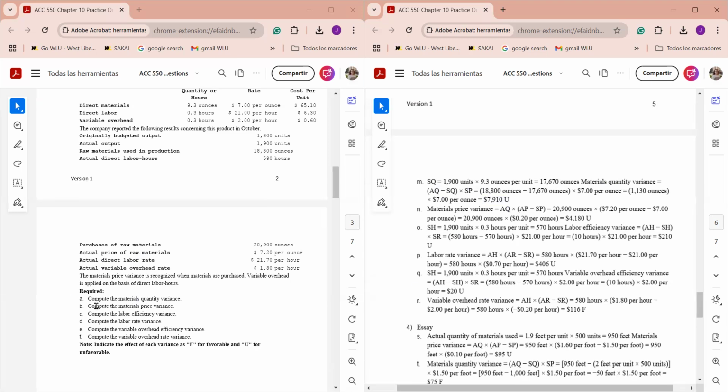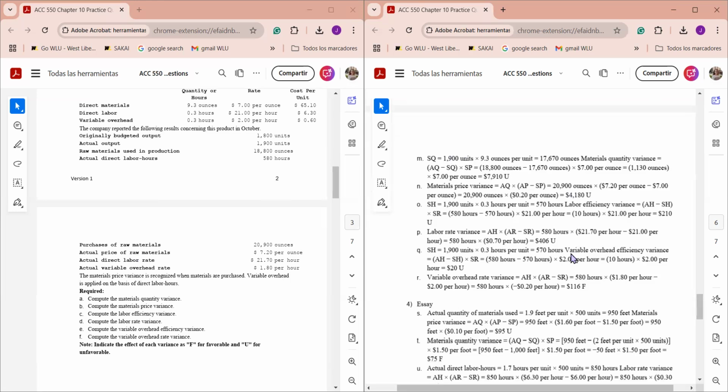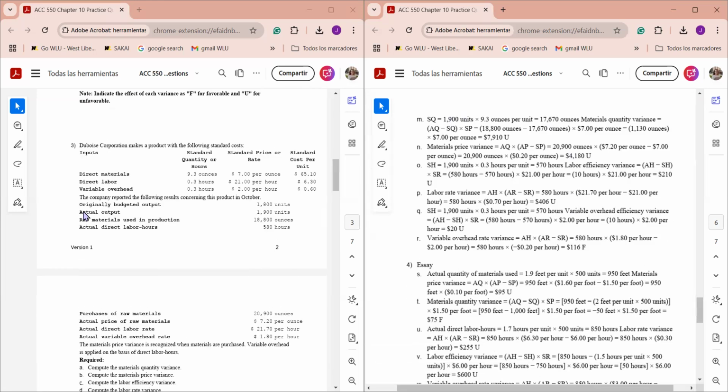Question number 2 is asking us to compute the materials price variance. For that one, we're going to take our formula for materials price variance, which is our actual price minus our standard price, multiplied by our actual quantity. So it's going to be here, and it's going to give us that number. All of the numbers you are going to take from here.